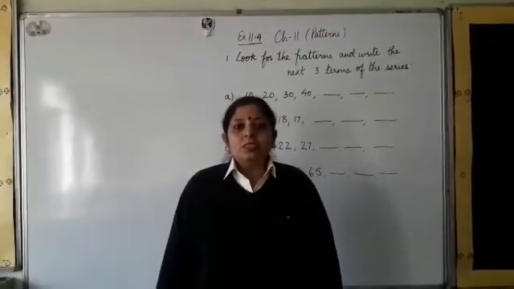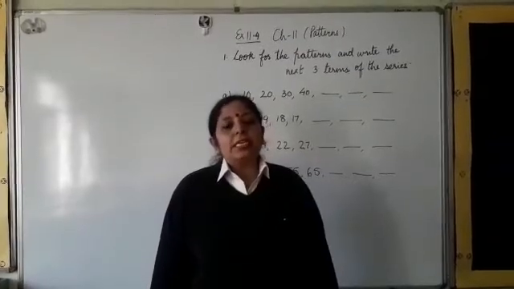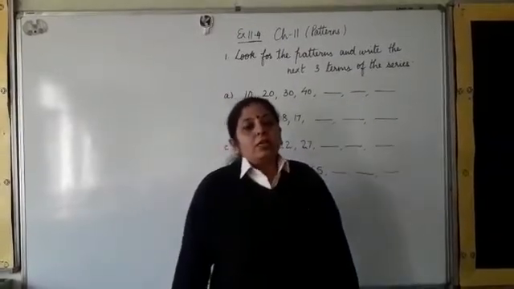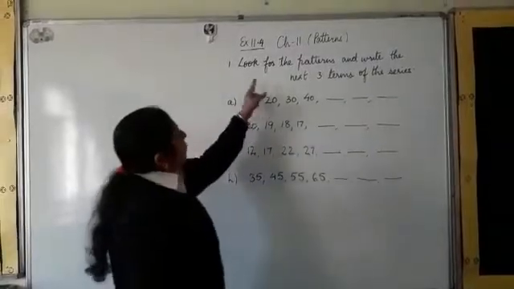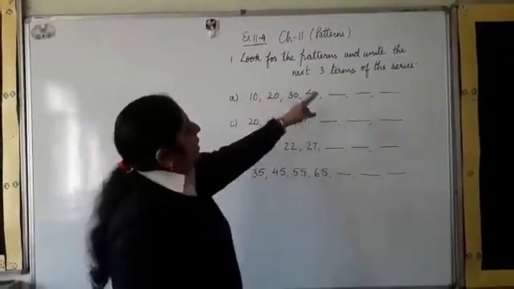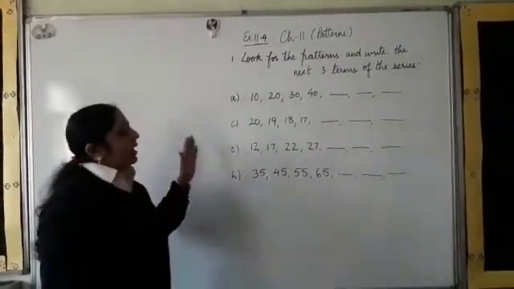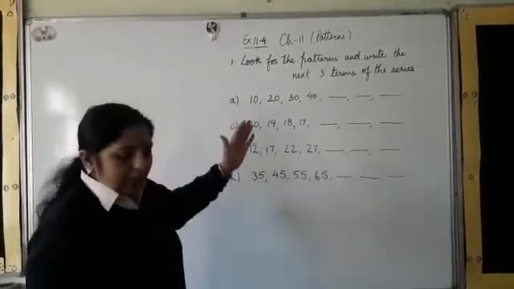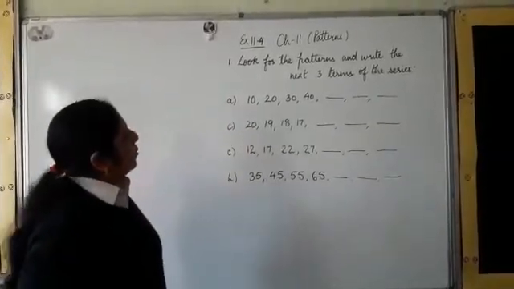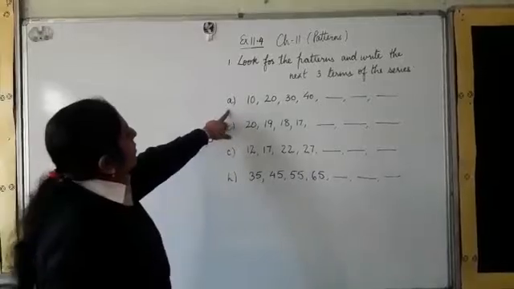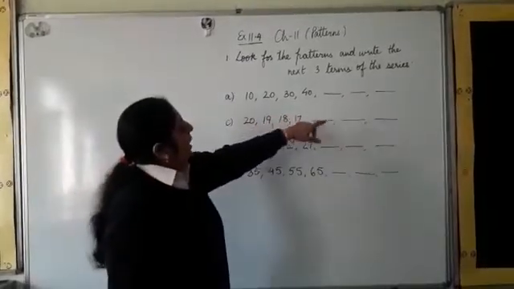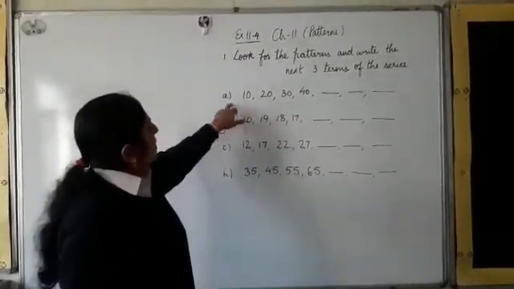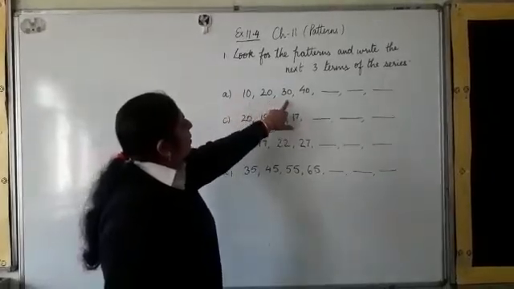Good morning students. Today we are going to do exercise 11.4, that is look for the patterns and write the next three terms of the series. Here again you are supposed to understand what the question is saying. You need to see what these are, only fill in the blanks. Like first question says 10, 20, 30, 40.